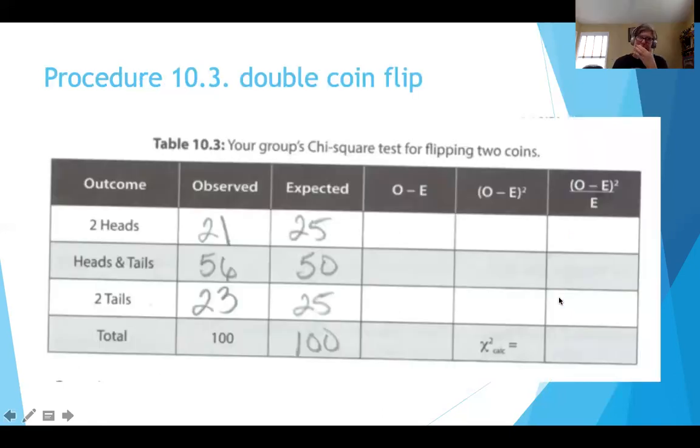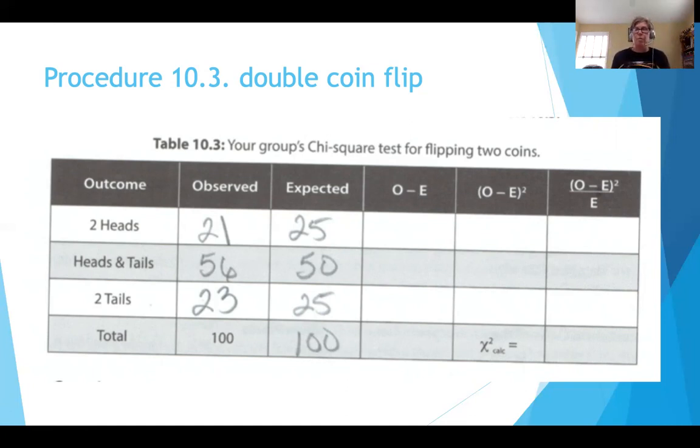All right, your next lab is now you're going to take 2 coins and flip them. With flipping 2 coins, we have a couple different possibilities here. You could get both coins coming up heads, you could get 1 heads and 1 tails, or you could get 2 tails. So you have to flip them at the same time.